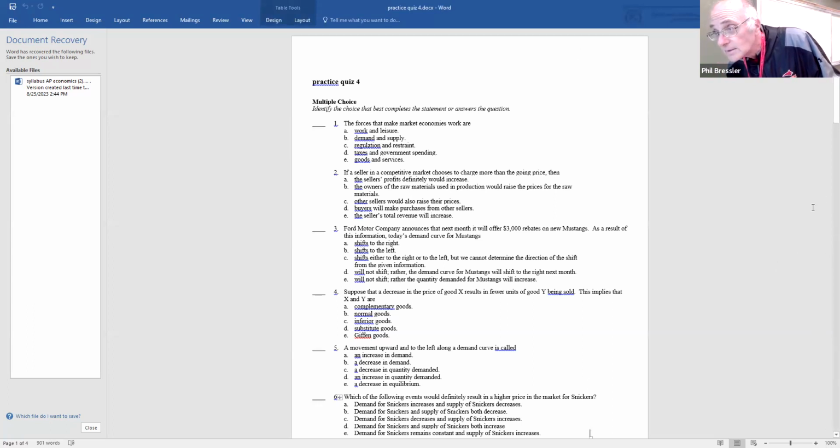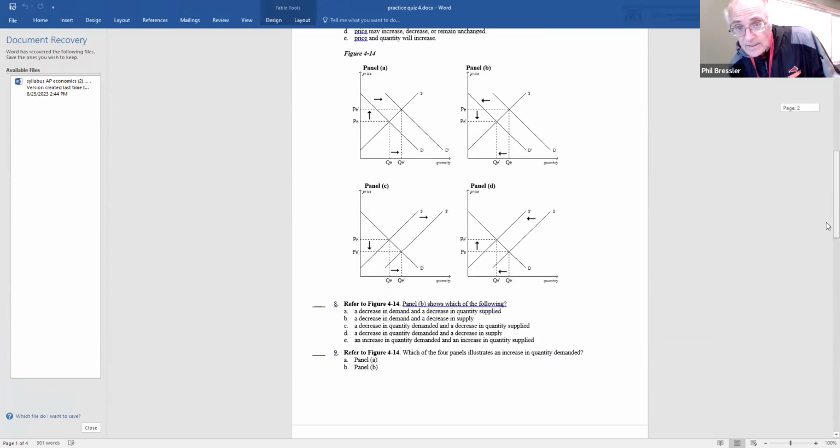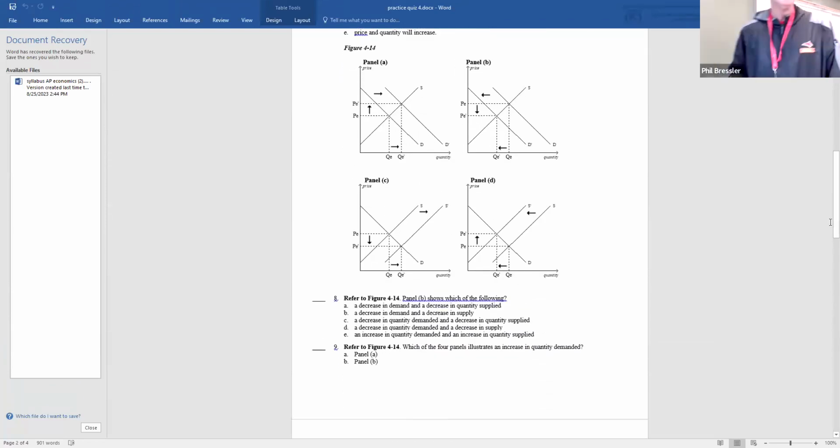Here it is. Let's see if I get it over here. Yeah. All right. I'm going to scroll down to these graphs that are already made for me. Otherwise, I graph them, but these graphs are already made for me. So which of the following events would eventually result in a higher price?